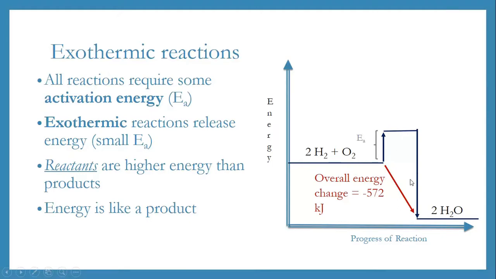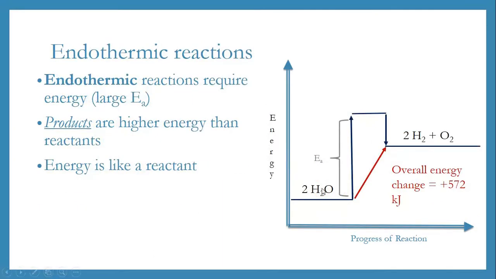They do that because they're forming water, which is a more stable product. Even though you need a little activation energy, they're going downhill, they're decreasing in energy. So that's exothermic. Energy is being released to get down there. The reactants are of higher energy, and energy is like a product, right? So you get the water plus all this energy when an exothermic reaction happens.